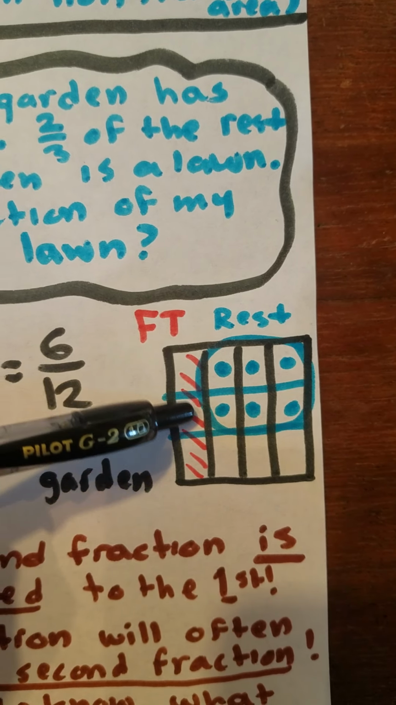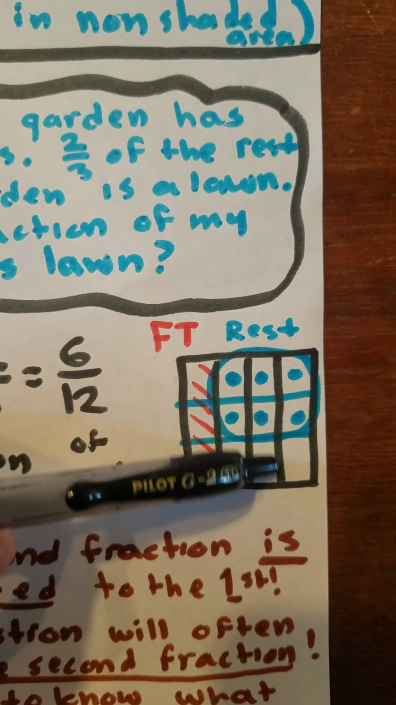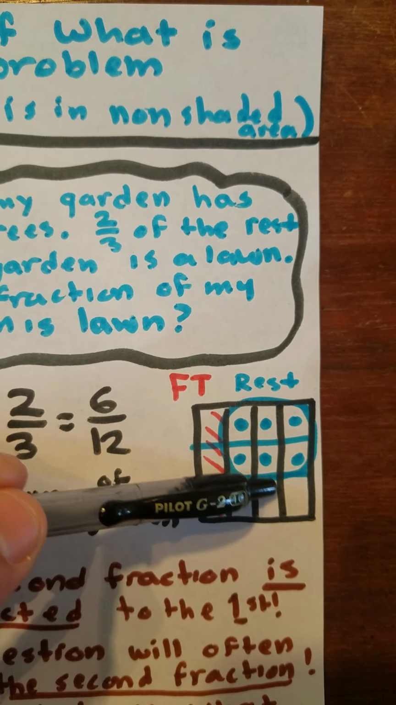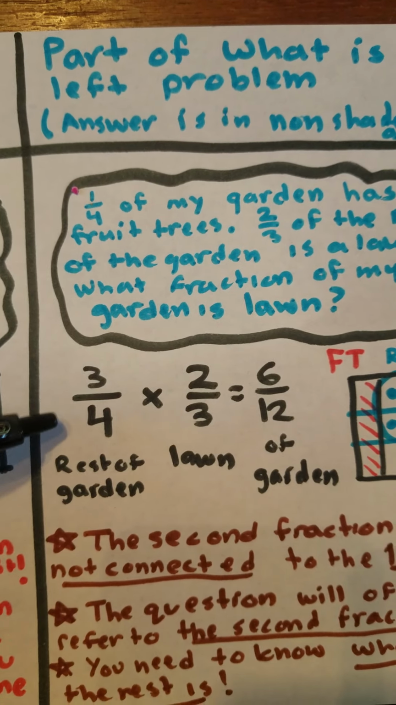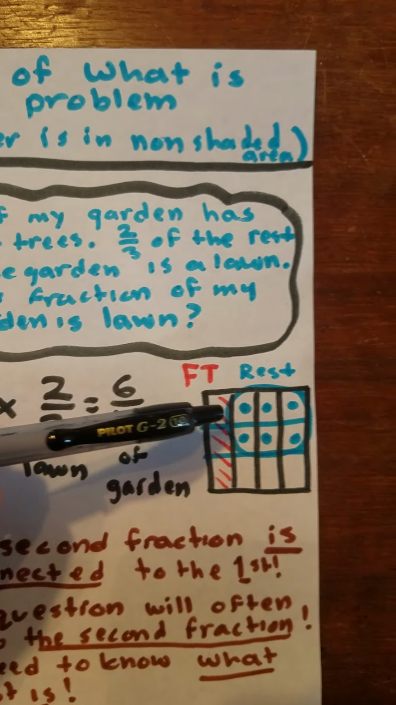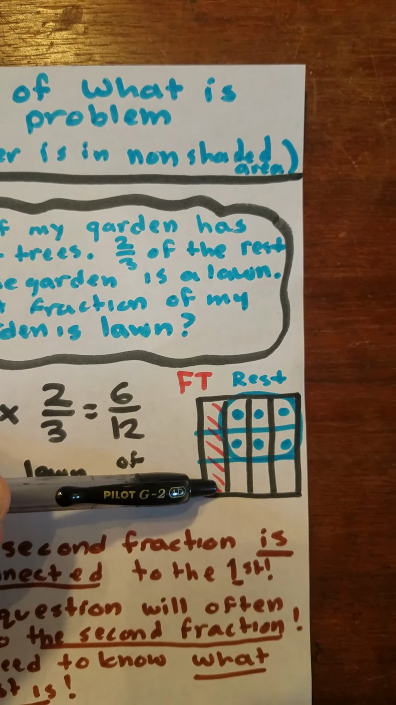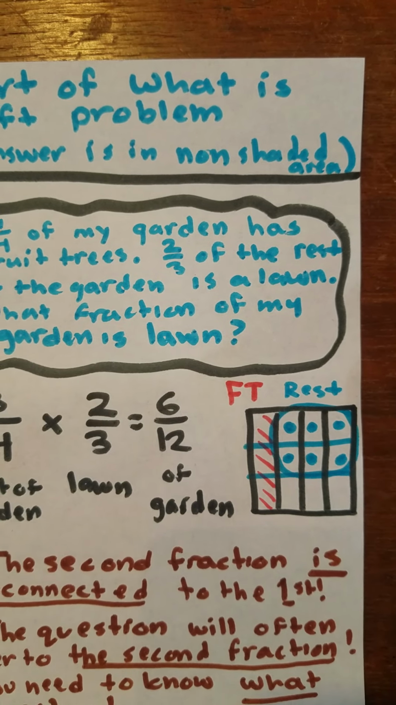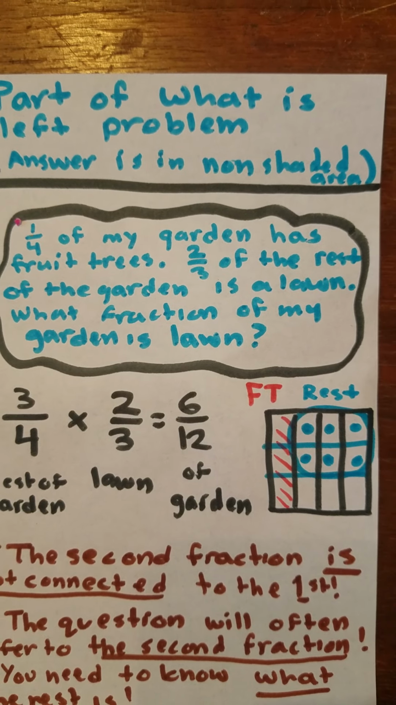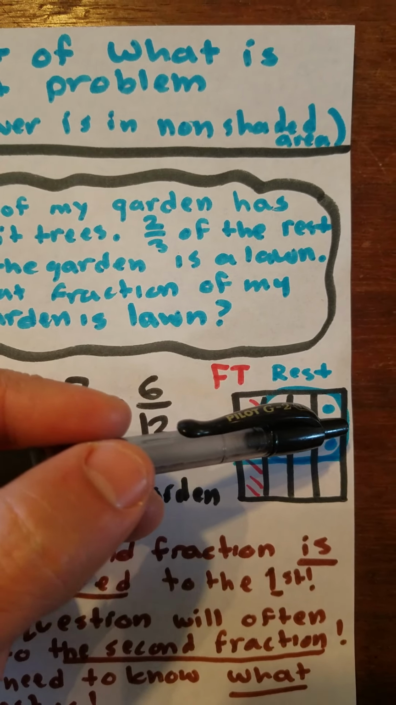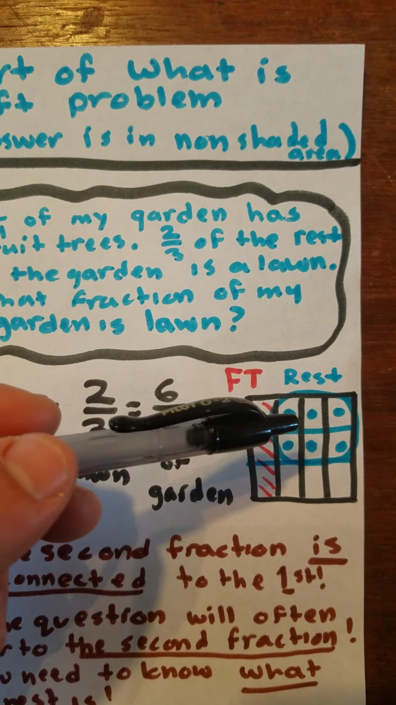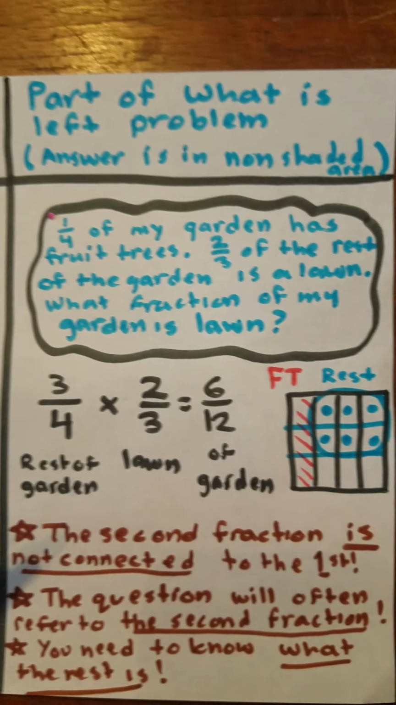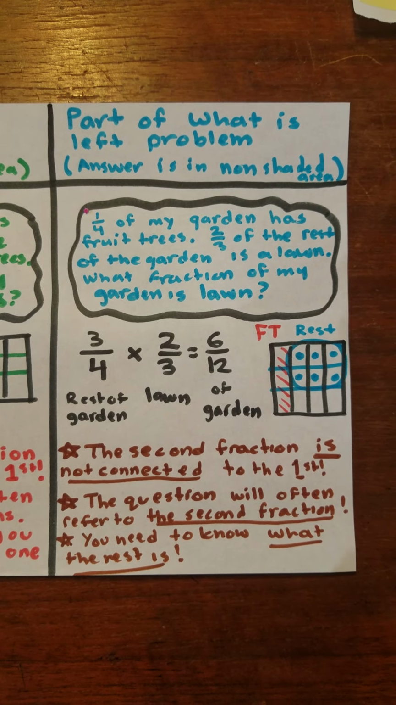First, I still draw the 1/4 for fruit trees, because that helps me know that there are 3/4 left over, and that is the hidden number, the rest. I find the rest by first coloring in the fruit trees. Then I know that I'm doing 2/3 of the rest of that area for my lawn. So I horizontally break it into thirds, and I do 2/3 of each there. 2/3 lawn, lawn, lawn, for an answer of 6/12.